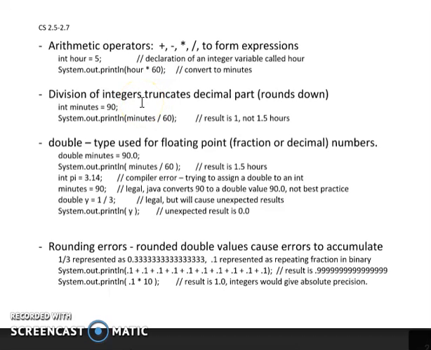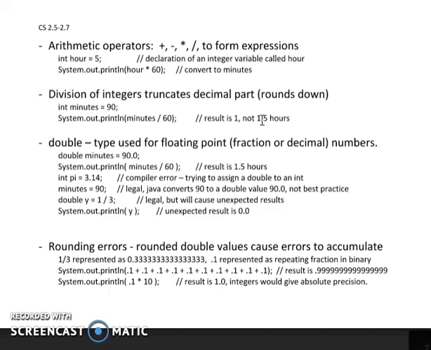An interesting thing you have to keep in mind, division will truncate the decimal part. If you're dealing with an integer, as far as Java knows, an integer has no decimal places. It only has the number before the decimal. So if I do 90 minutes divided by 60, I should get 1.5. So you would expect it to round it up to 2 because that's how we normally do rounding. Java doesn't do that. It just chops off or truncates the decimal part. So my answer is 1 in this case.